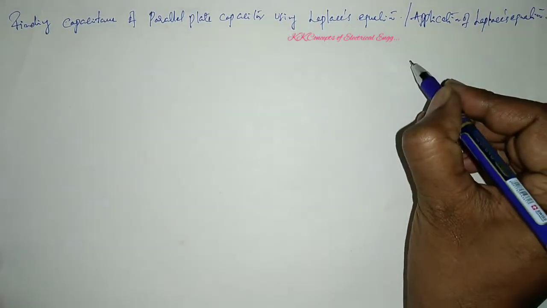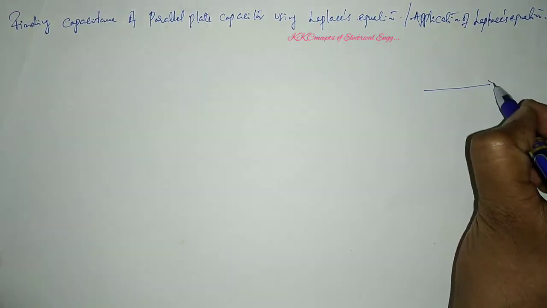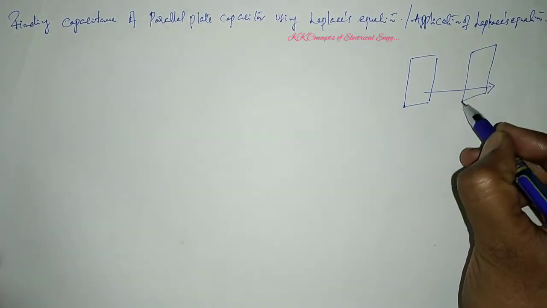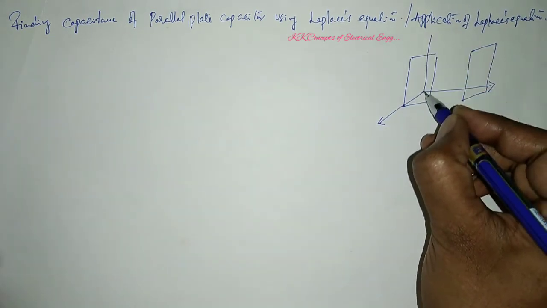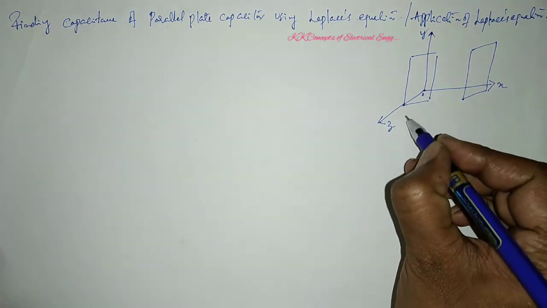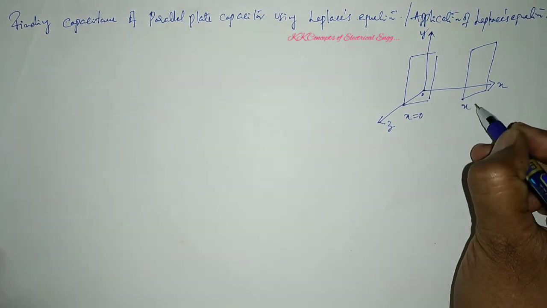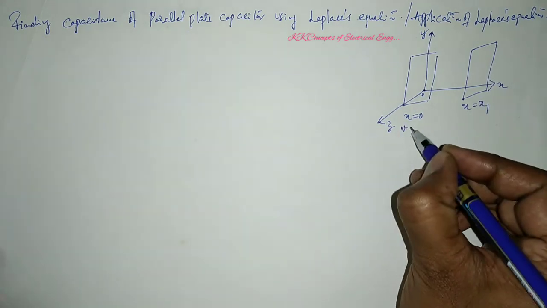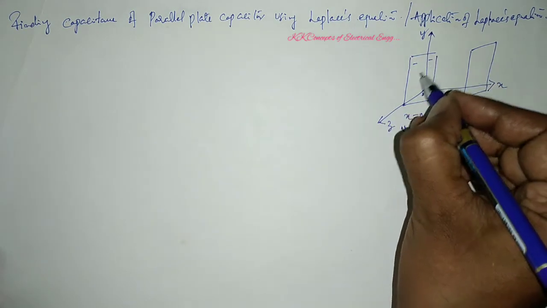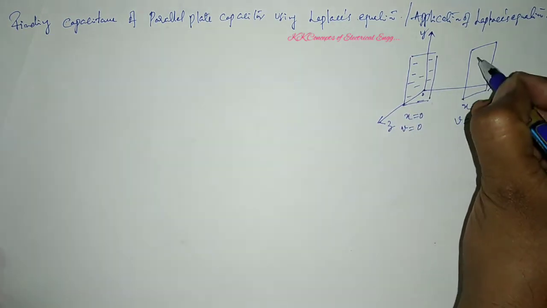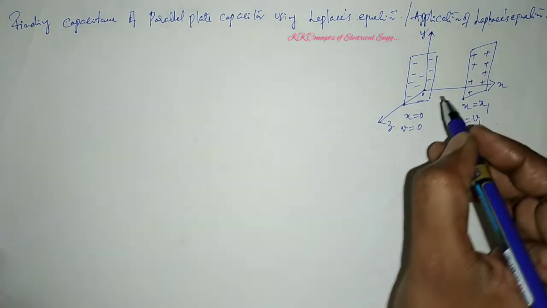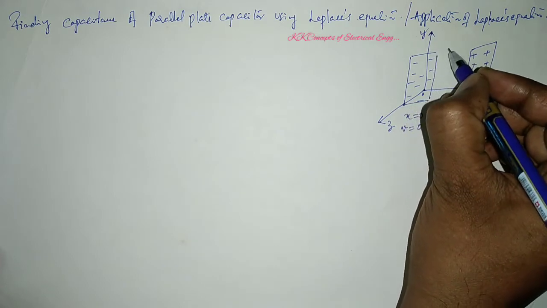Let us consider a parallel plate on x-axis. This is at 0, so x equals to 0 and this is x equals to x1, and the voltage V is equals to 0 here and V equals to V1 here. This is negative plate and this is a positive plate. Now the distance between these two plates is d.